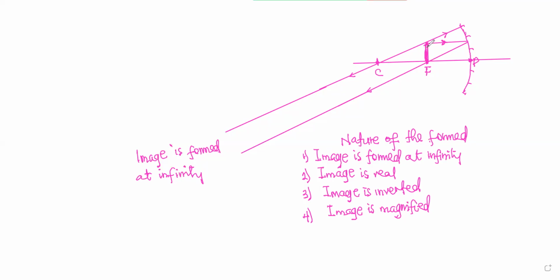Okay, so if you do not have question to ask, my question to the class is, how do I know that the image is real, inverted, and magnified? How do we know that the image will be real? I've explained to you why it will be formed at infinity. But how do we know that the image formed at infinity will be real and even magnified?